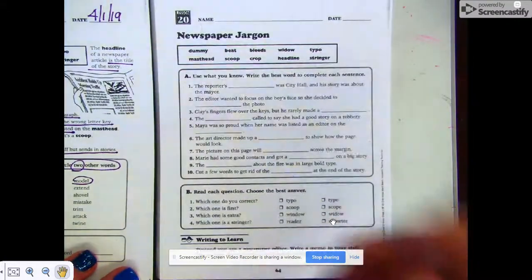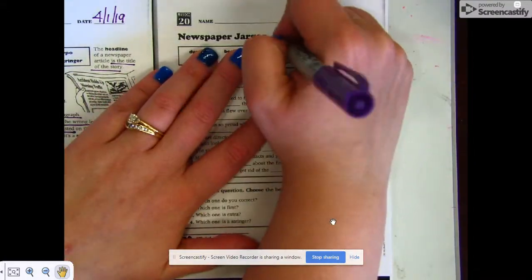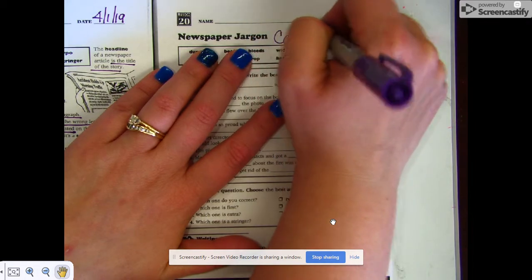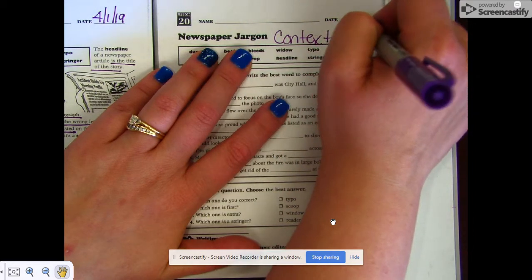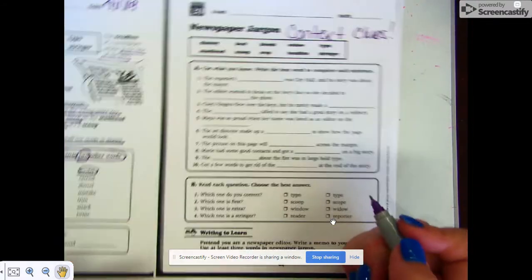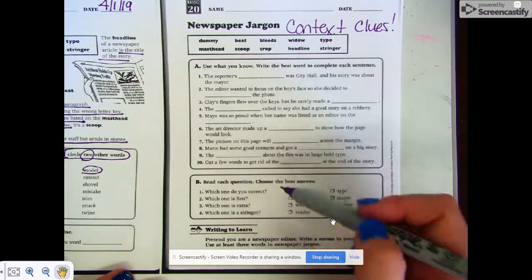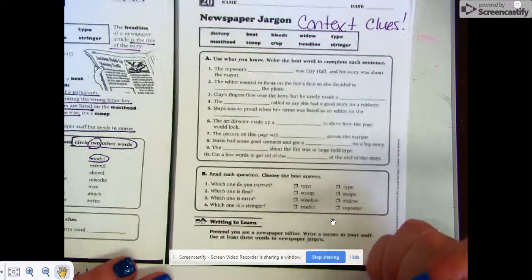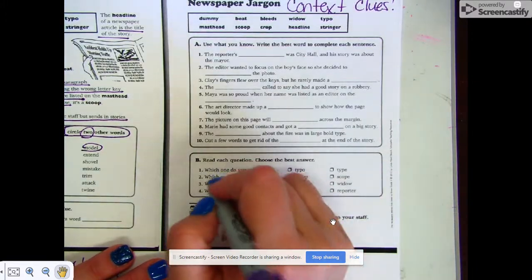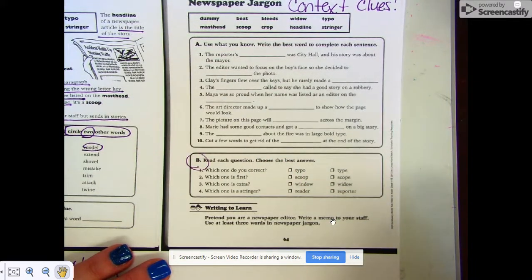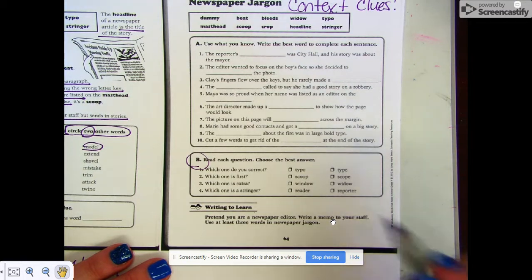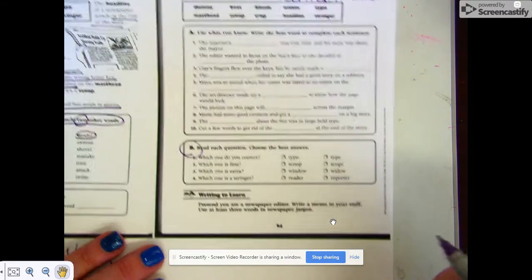Over on the other side, as always, these are where you get the opportunity to show what you know by selecting the correct words to make the sentences make sense. Alright, you will be using all 10 words, and none of them will be repeated here. At the bottom, make sure you're doing part B. You are going to check the correct answer for each one of these.